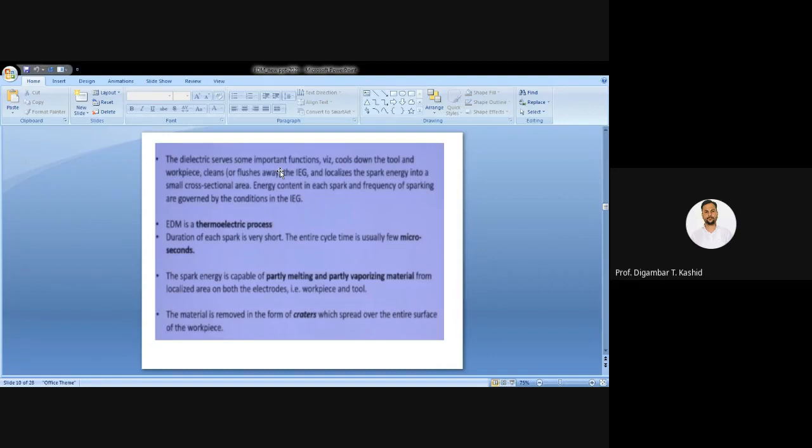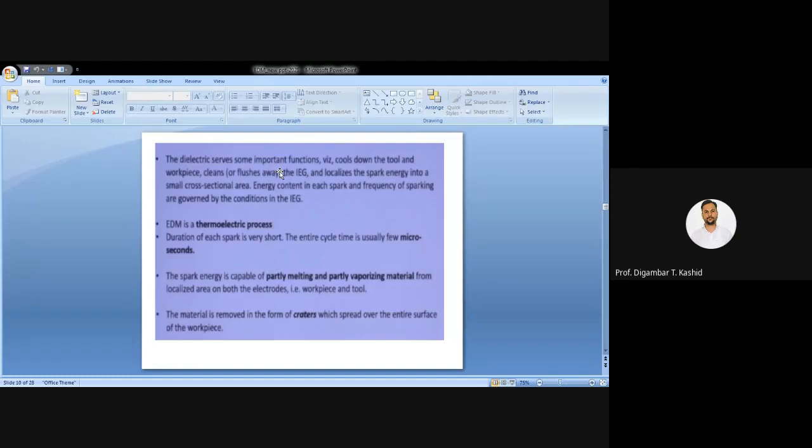Again, this dielectric also localizes the spark energy into a small cross-section area. So using this dielectric, whatever sparking occurs is localized into a small cross-section area. So this energy can be localized into a small area. Okay, so the energy content in each spark and the frequency of sparking are governed by the condition of your interelectrode gap. So this is a function of your dielectric.